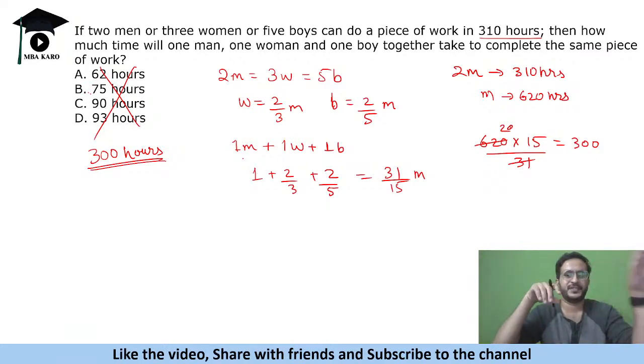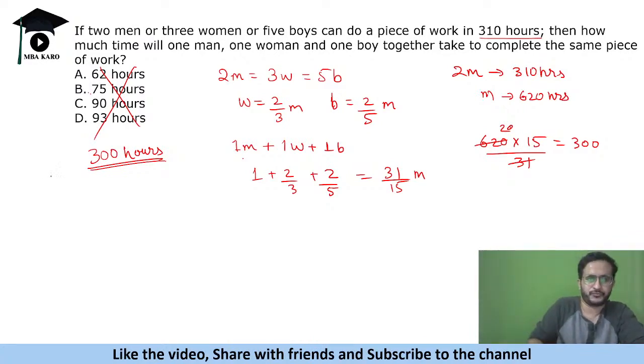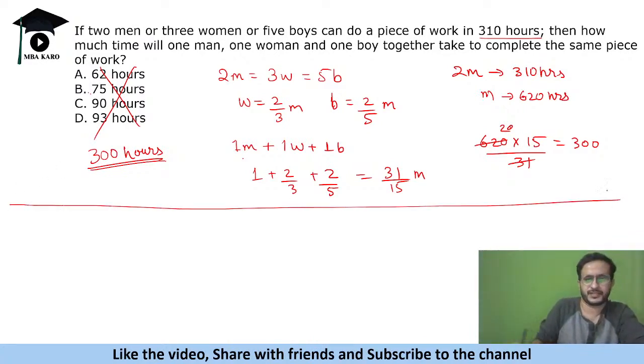So whenever you have this kind of thing, this or this, so equate to one kind of workforce. ठीक है. So अगर let us say like if you want to convert in terms of women, right, you will get the same answer. So I'll show that also. So one, like if we talk about a man will be 3 by 2 times of a woman. ठीक है. And if we talk about a boy will be 3 by 5 of a woman.